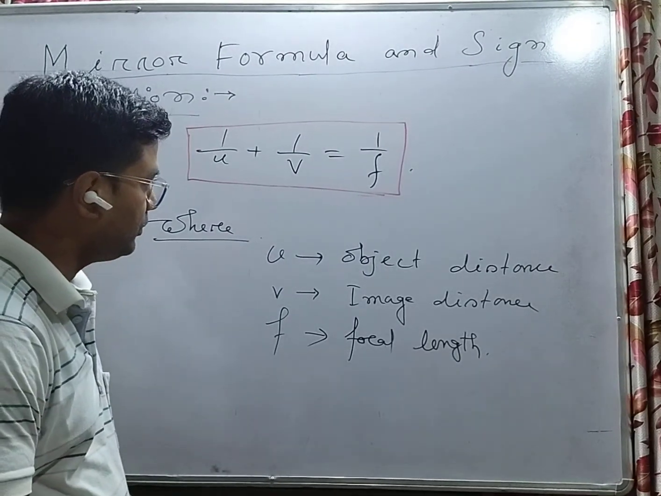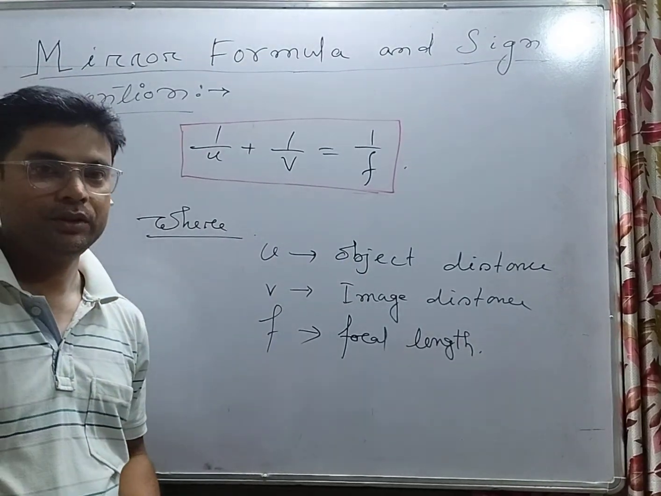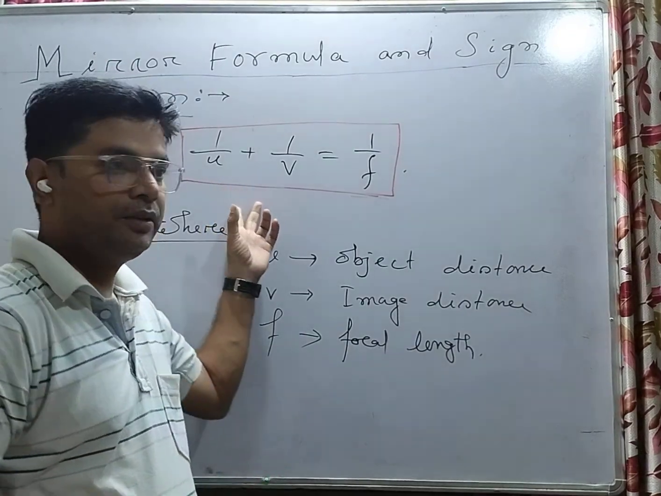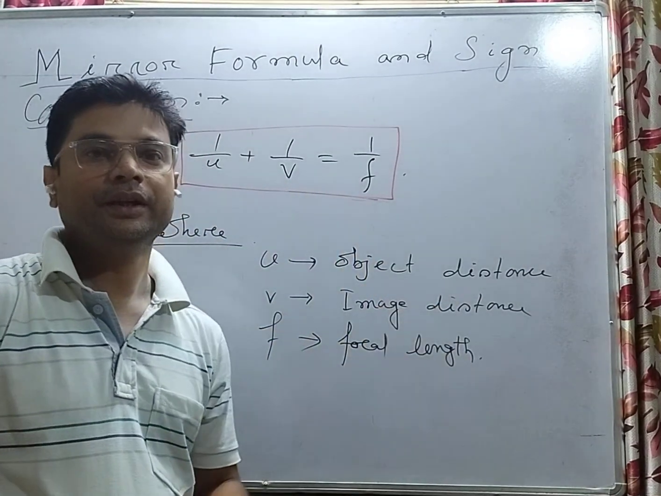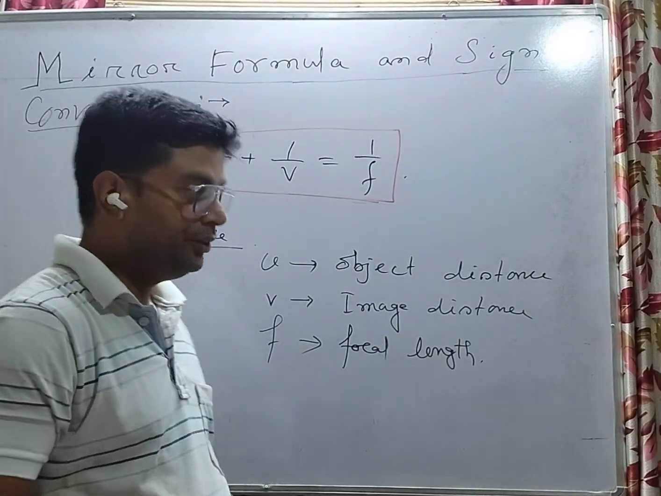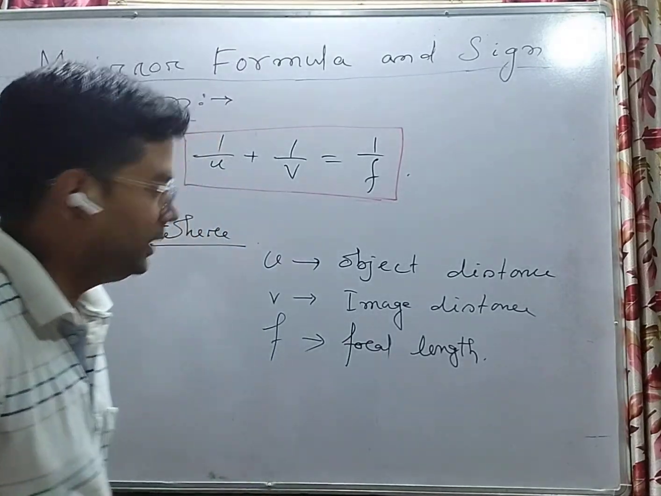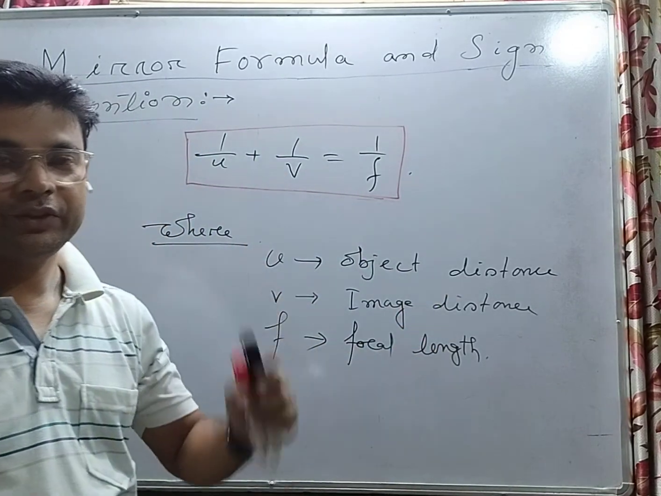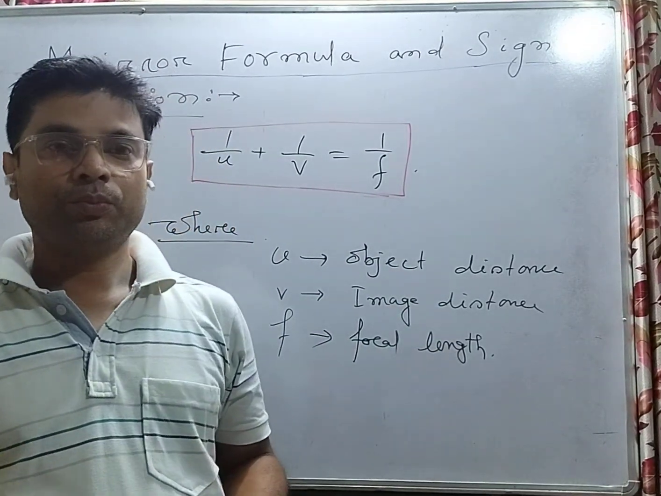Again, the distances are different for different spherical mirrors. Object distance remains always negative, but image distance and focal length should be different in different spherical mirrors. That is, different in a concave mirror and also in a convex mirror. Let's discuss the sign convention, which is very important for you to do problem solving.